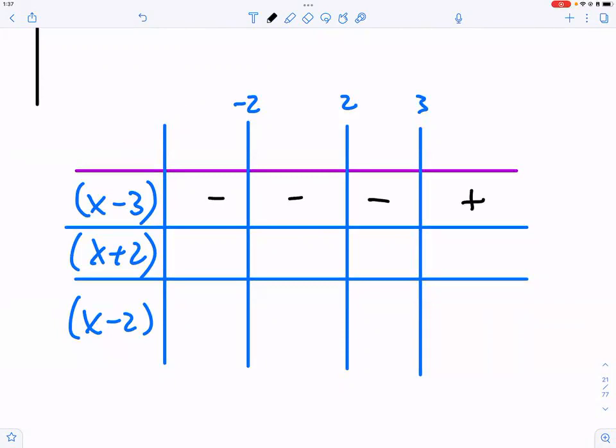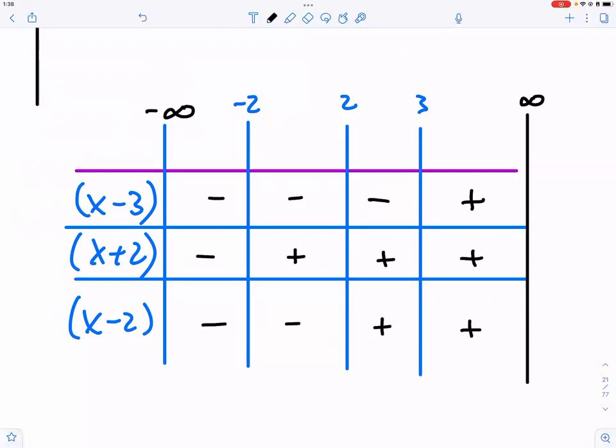By the way, the reason why there's a little square to the left of -2 is because we are looking at the interval from -infinity to -2. And over here, we are looking at infinity. So the construction of the sign chart is in itself a challenge for some students. For x plus 2, if it is greater than -2, it's of course positive, but if it's less than -2, then it is negative. For x minus 2, if it's bigger than 2, it's positive, less than 2, negative.